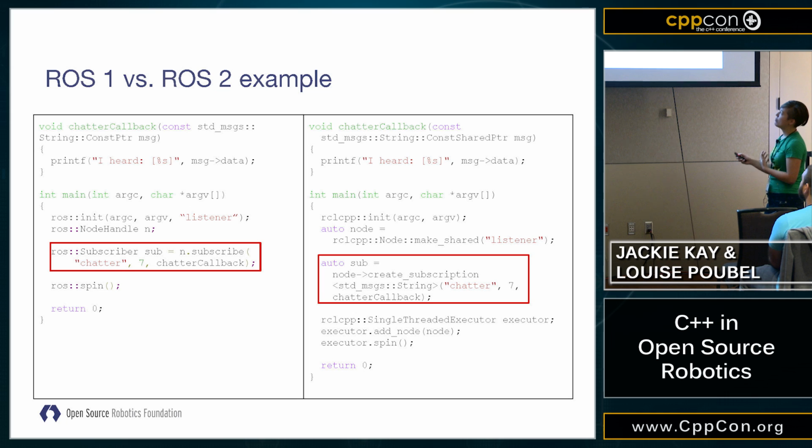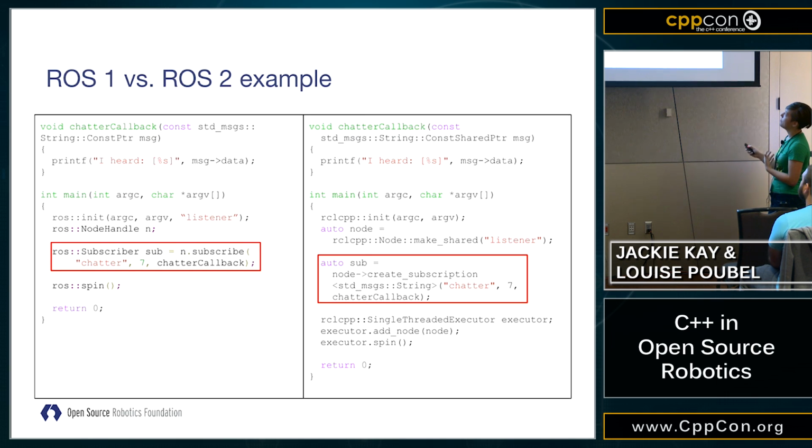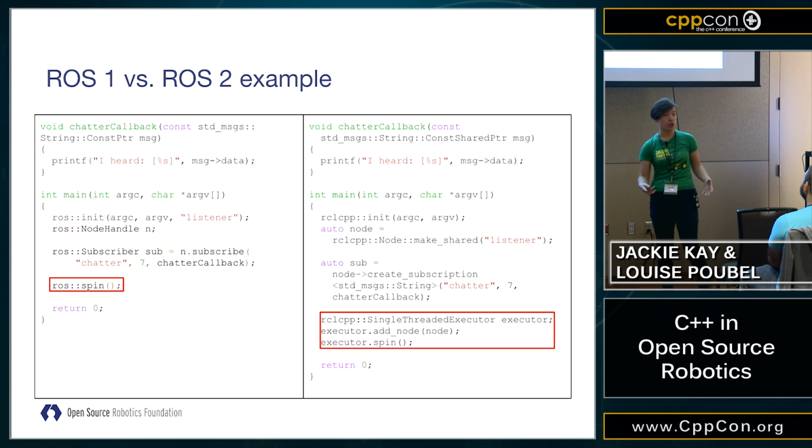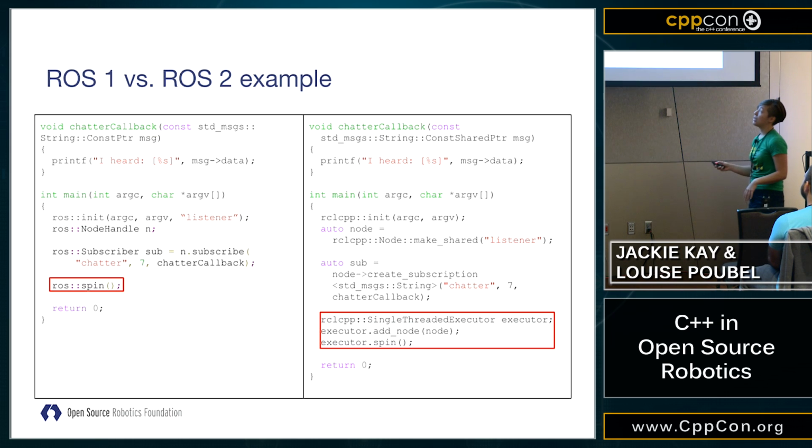The subscriber initialization is conceptually really similar. There's some slightly different syntax, but we're using auto, and we have to specify the template here. If we didn't specify auto, it needs to infer the type from this template, but mostly the same. Then you call spin in ROS1. Spin is essentially a blocking call where you enter the event loop, and once you're blocking in spin, you can receive the callback from the subscriber, which here is called chatter callback.